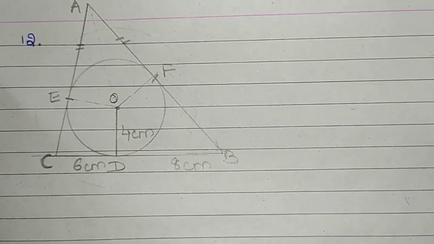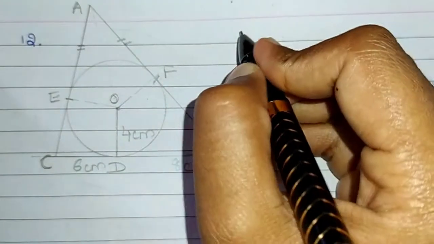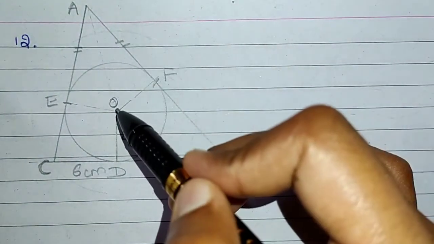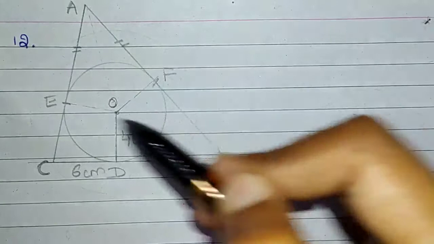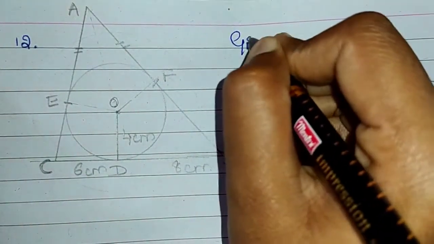So in the 12th question, a triangle ABC is drawn to circumscribe a circle of radius 4 cm such that the segments BD and DC, into which BC is divided by the point of contact D, are of length 8 cm and 6 cm respectively. Find the sides AB and AC. So we have a triangle ABC circumscribing a circle of radius 4 cm. Since it forms tangents, we will first write the given.